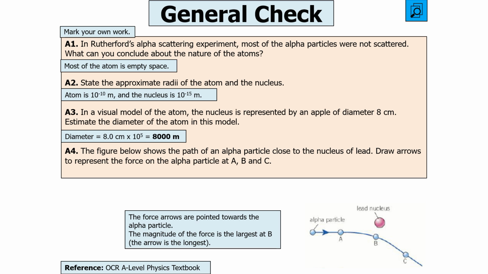And then this next one, you'll show that in each case the force arrows are always pointed away from the nucleus, on the alpha particle. The magnitude of the force is the largest at B, so you've got the longest arrow because they are the closest at that point.